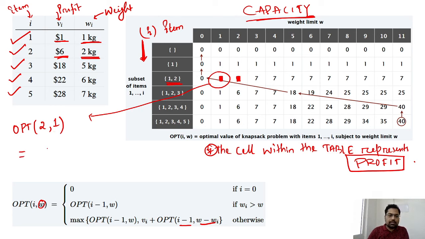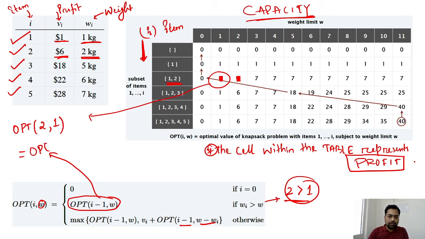So we can say the item weight 2 is greater than 1. In this case, it follows this approach only, where OPT we will follow OPT 1 with 1, just the above 1. We will collect the information there directly.